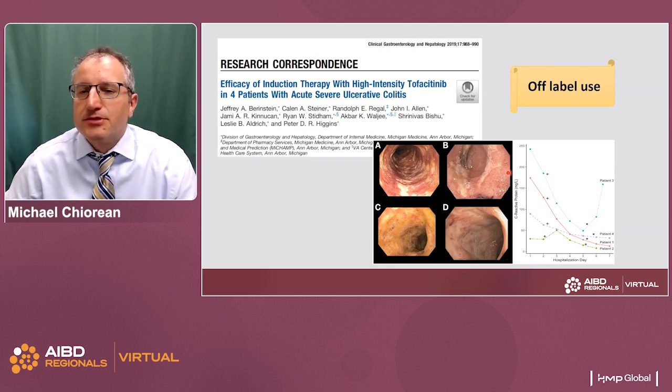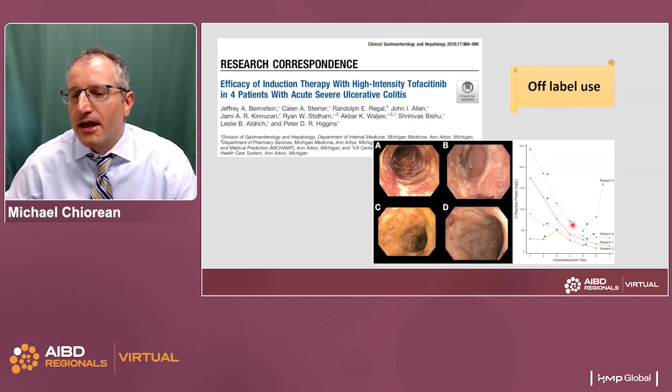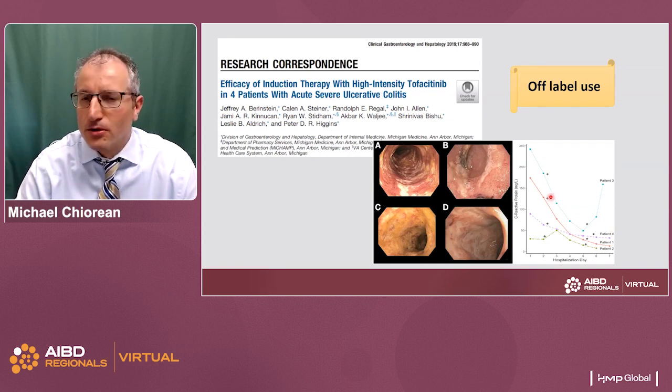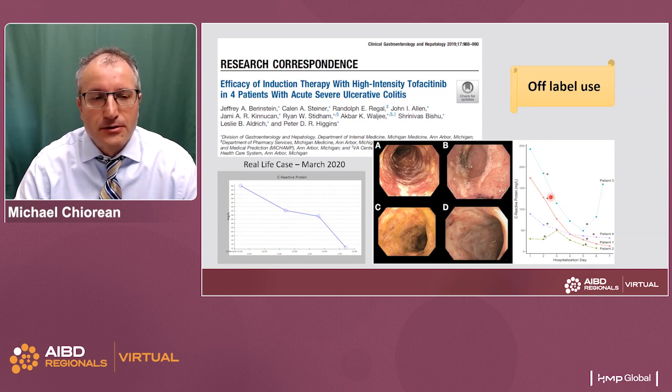And not only did the symptoms improve, but if you look on the right side, you also have the biomarker, the CRP, which dropped precipitously. So by day 5, all patients had a substantial improvement in the CRP, and 3 out of 4 patients, at least in this case series, left the hospital with an intact colon. On the left side, this is reflected by one of the patients at our institution early last year. Very similar curve. Our patient's CRP actually normalized at day 3, obviously associated with a rapid improvement in the symptoms. So rapid onset, a very important feature of JAK inhibitors.